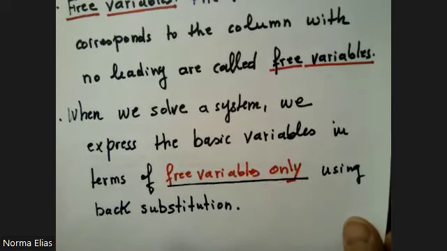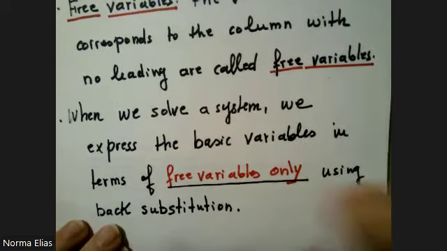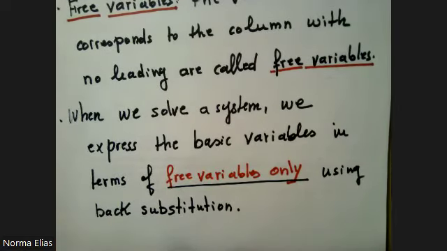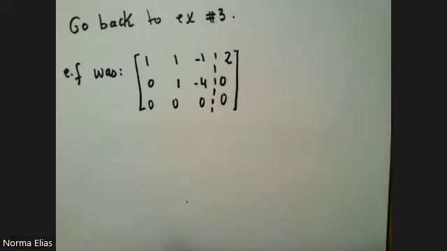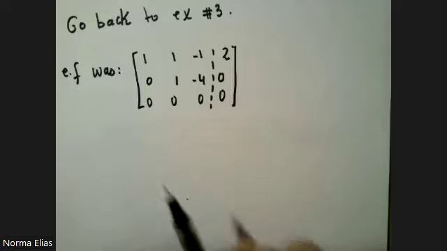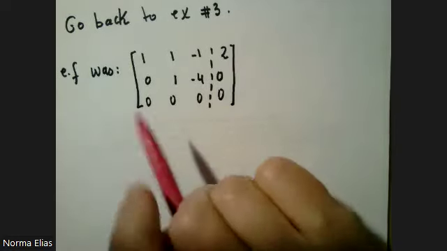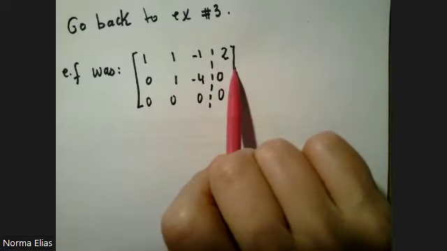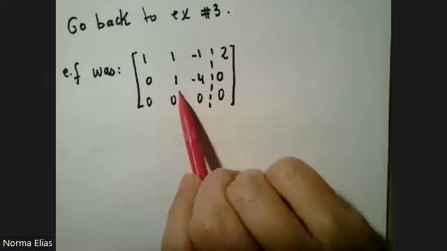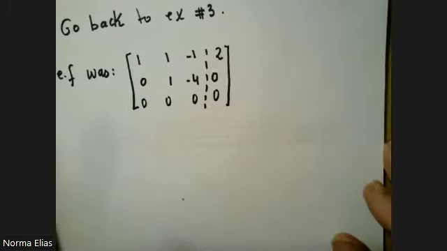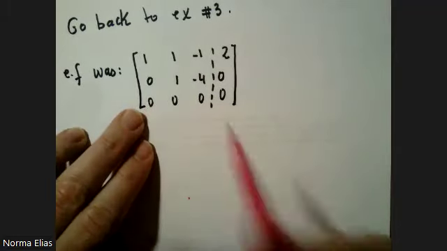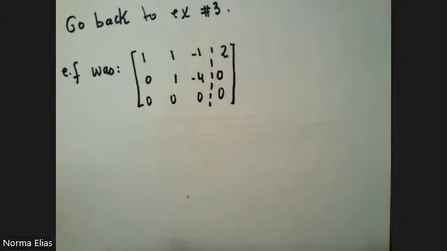So now I'm going to go back to the previous example, example number 3, and talk again about how we are going to solve the system by showing you all the solutions, not a specific one. The echelon form was 1, 1, minus 1, 2; 0, 1, minus 4, 0; 0, 0, 0, 0. First, I am sure I don't have an inconsistency issue. This is 0 equal to 0. So this system is consistent.